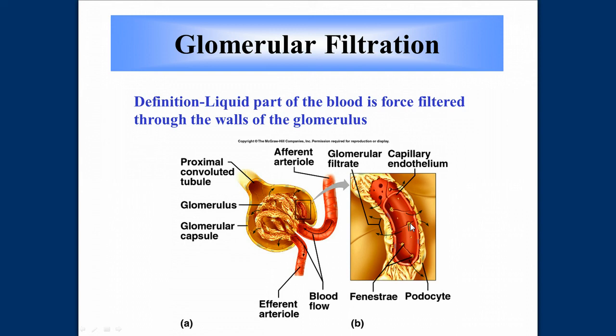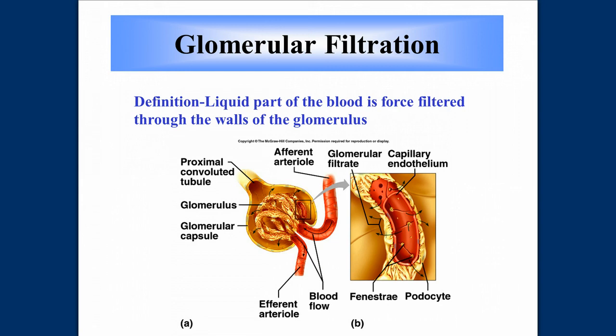Now, things that are large, like blood cells and large proteins, will not filter out. They're too big to go through that fenestrae, so they remain in the bloodstream. But smaller particles or molecules are allowed to leave into and dump into that glomerular capsule, and so that's the first step in what will eventually be urine.